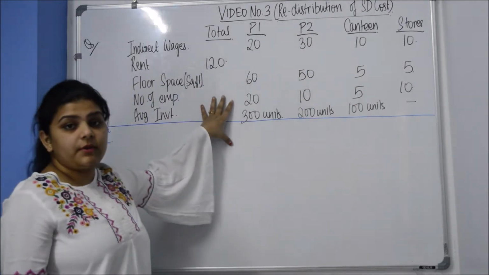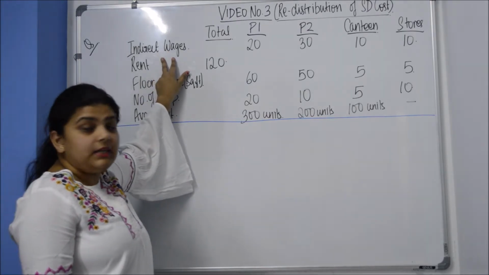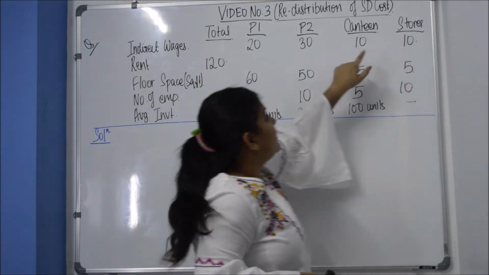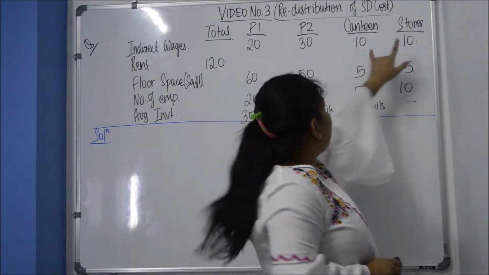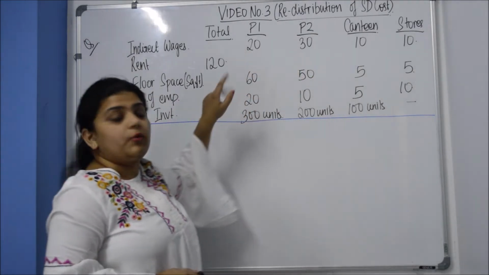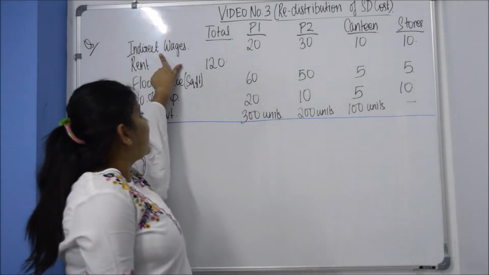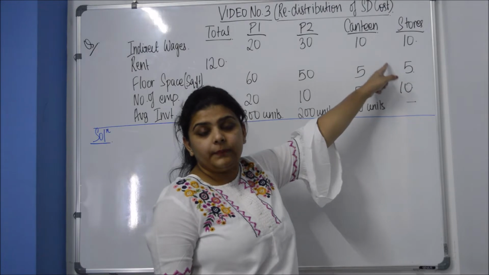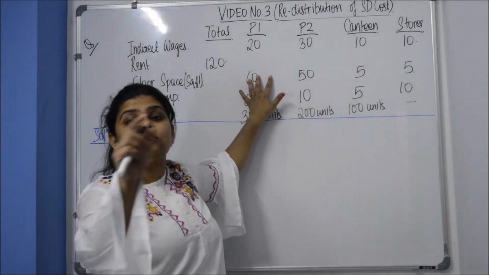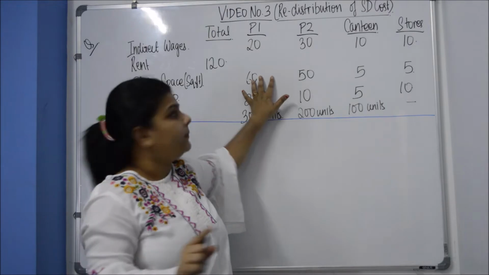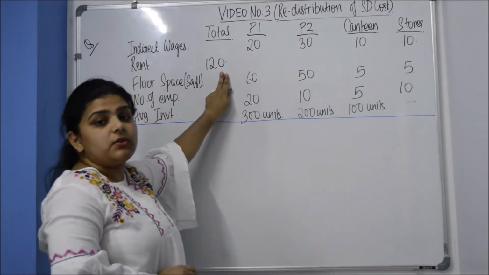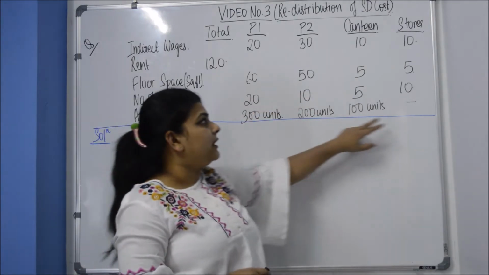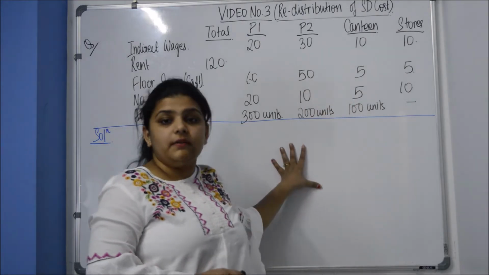Now this is a small example which I have taken in which my indirect material, there are 4 departments: P1, P2, canteen and stores. We know that canteen and stores are the service departments, whereas P1 and P2 are my production departments. So there is indirect wages for P1, P2, canteen and stores. It is already given. That means this is a cost, this is an overhead which is allocated. Next is rent, a total of rupees 120. Floor space has been given, number of employees and the average inventory of each department is given to us.